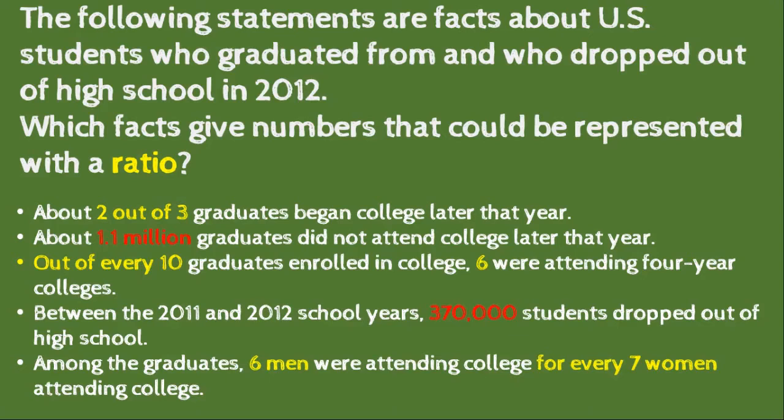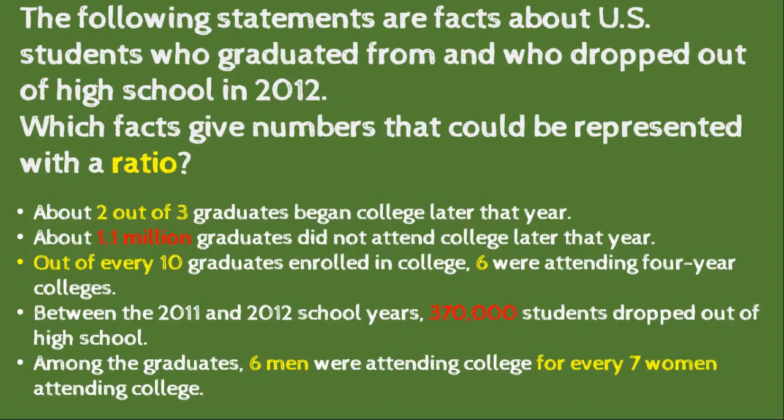About 1.1 million graduates did not attend college later that year. About 1.1 million does not give enough information for it to be considered a ratio. It's just an estimate of a number. For it to be a ratio, we have to have a comparison between two specific numbers.